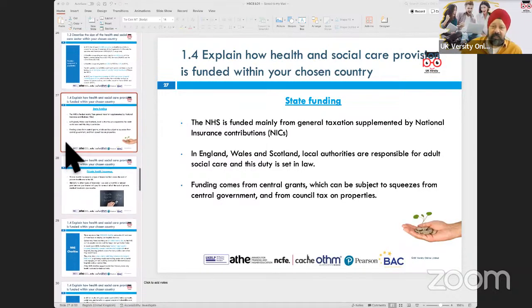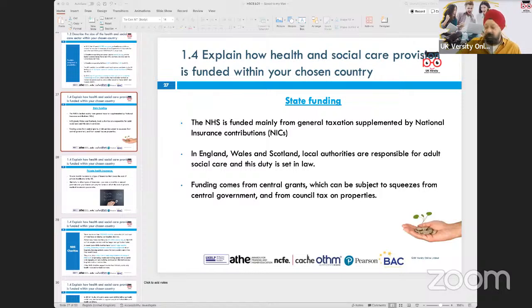Okay. The next assessment criteria, very briefly. The first learning outcome is slightly longer, so a bit more time is required to cover it. What I want to do is not rush it through, but cover it in thorough detail. So when we look at the criteria, which is the last one in the past one, 1.4, it talks about explaining how health and social care provision is funded within your chosen country. So the chosen country is England.